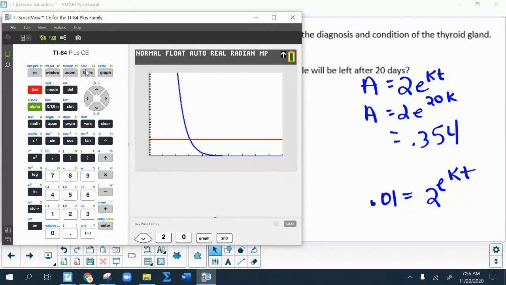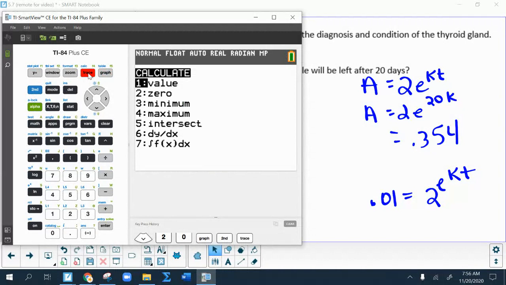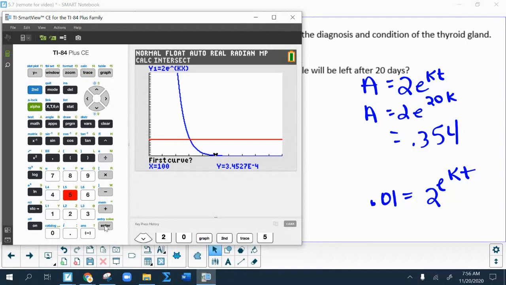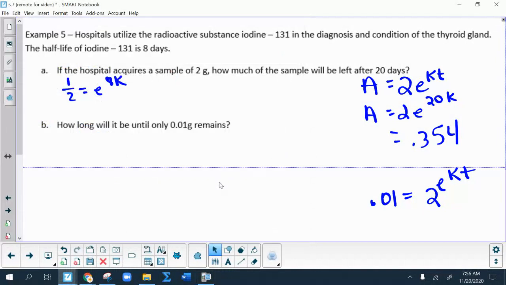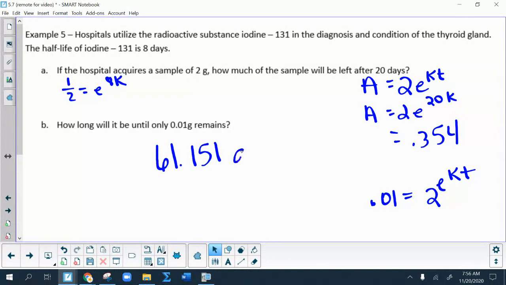All right, so it graphed. Now I can do second calc or second trace here, and I want the intersect, which is 5. And the good news is this is pretty fast. So enter, enter, enter for a guess. And we get 61.151. It'll take, sorry, I couldn't remember the question we were answering. So it will be 61.15 days until there is 0.01 left of the sample.